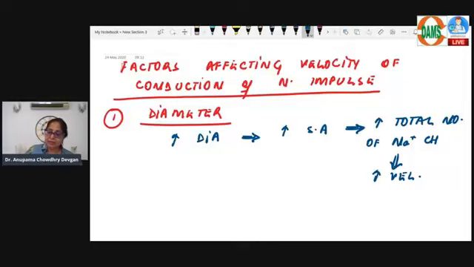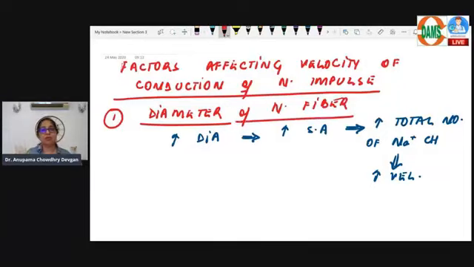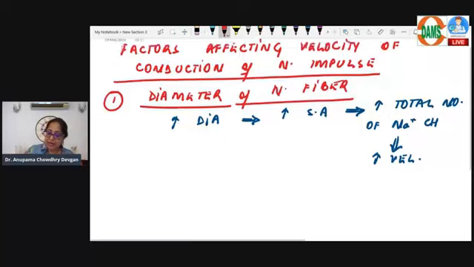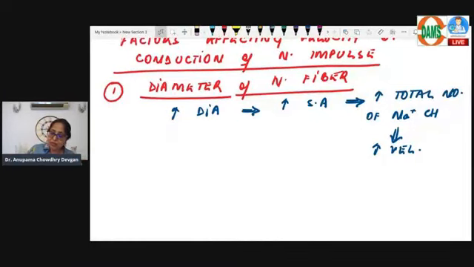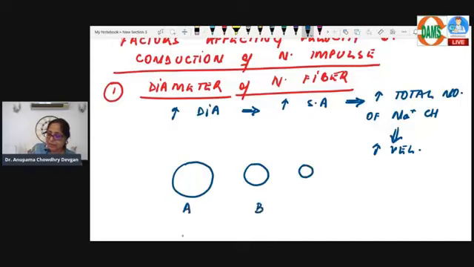Right? Diameter of nerve fiber. More the diameter, more the surface area, more will be the total number of sodium channels, therefore faster will be the velocity, right? Now, for example, you know that there are 3 types of nerve fibers, that is type A, type B, and type C. This is type A, this is type B, and type C.